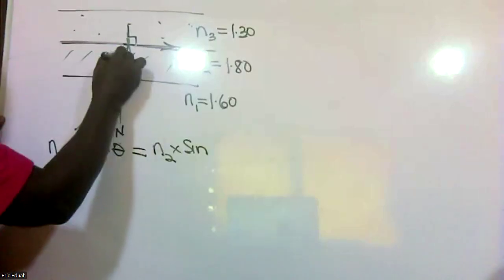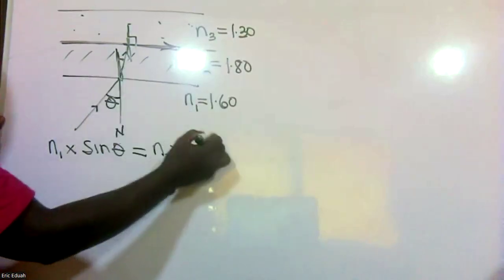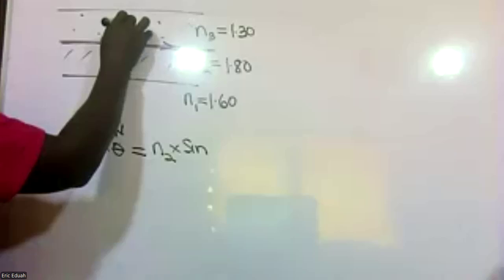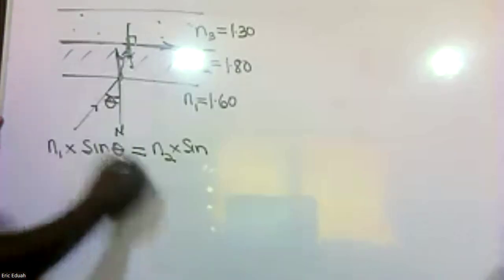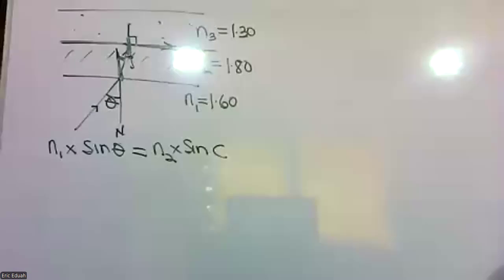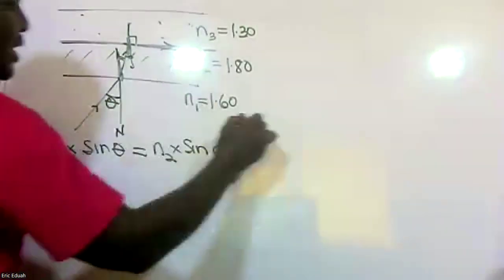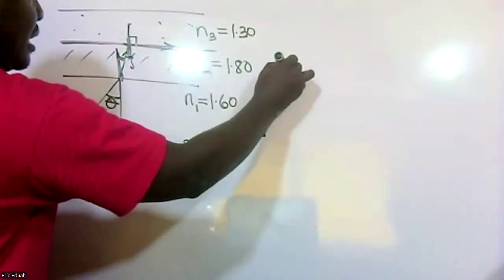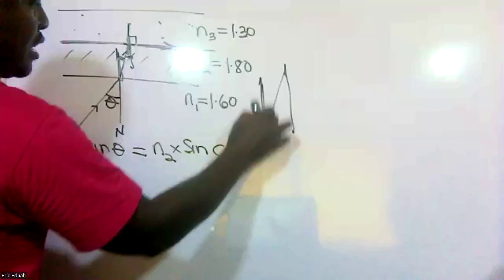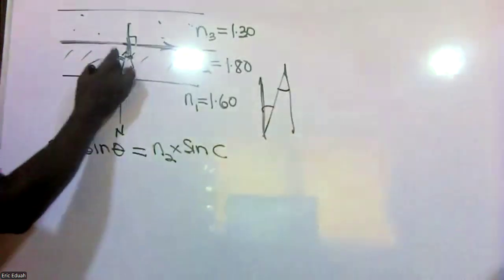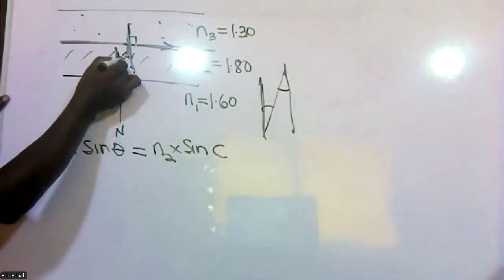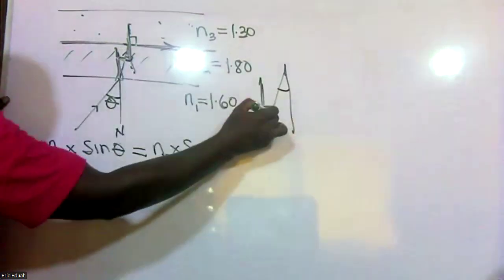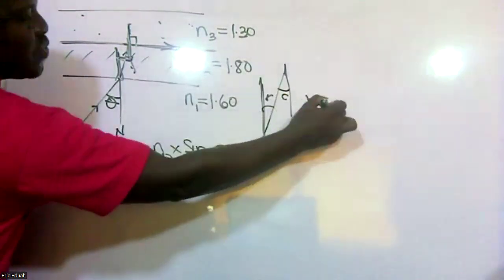Here we don't know the angle, so let's represent it by C, because this angle would alternate with this. What we have here is the normal, the refracted ray, and the other normal. This angle here would alternate with what is here. So if this is the angle of refraction, it would be equal to the critical angle. So R will be equal to C because they alternate.